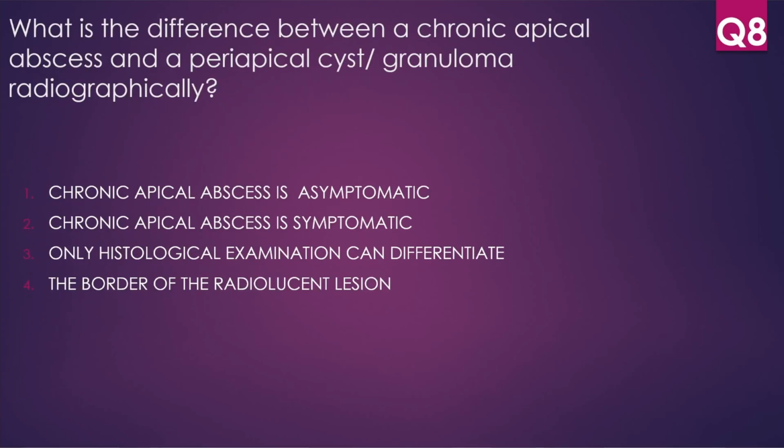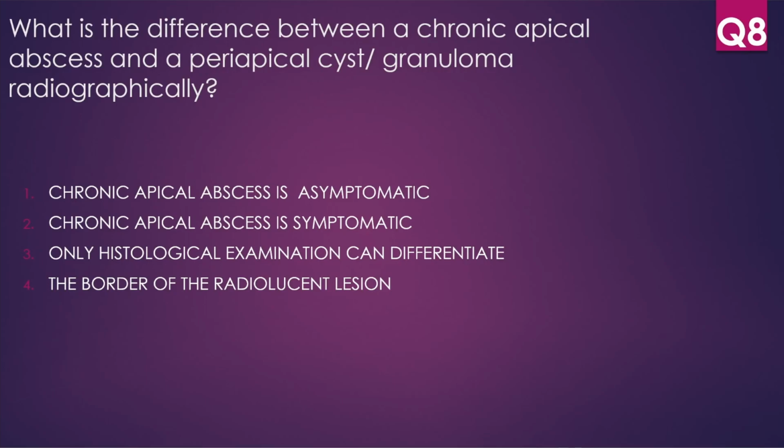So the next question: what is the difference between a chronic apical abscess and a periapical cyst or granuloma radiographically? Chronic apical abscess is asymptomatic. The chronic apical abscess is sometimes so painless that it may go undetected for years until it is revealed on an X-ray. So chronic apical abscess can be asymptomatic or can be symptomatic. Okay, so this is not a differentiating factor between an abscess and a cyst or granuloma. Only histological examination can differentiate.